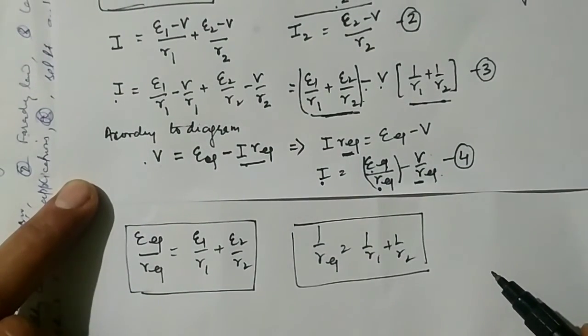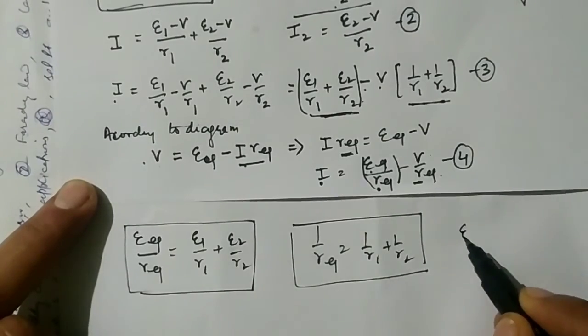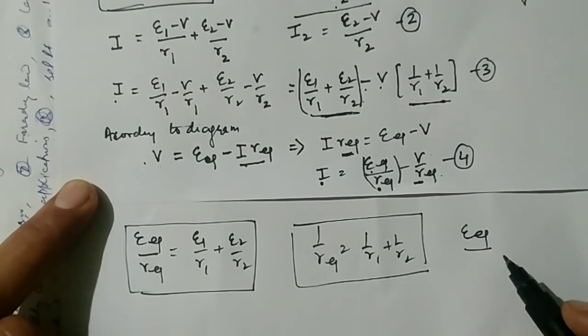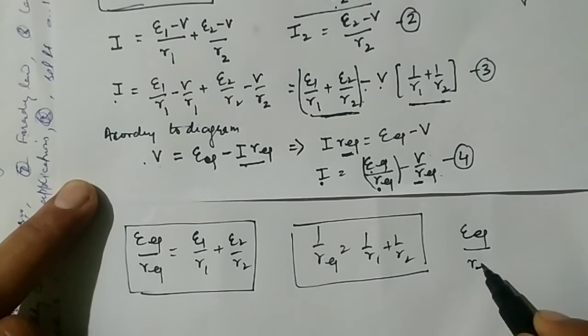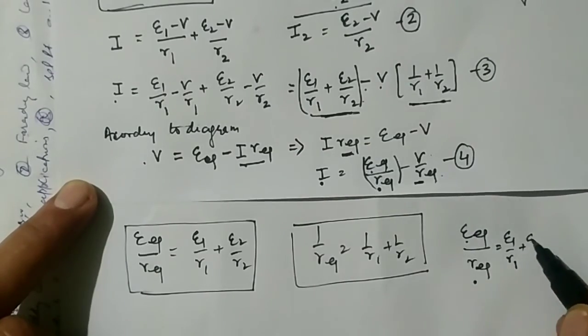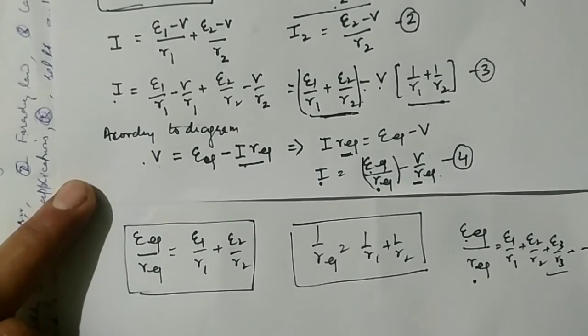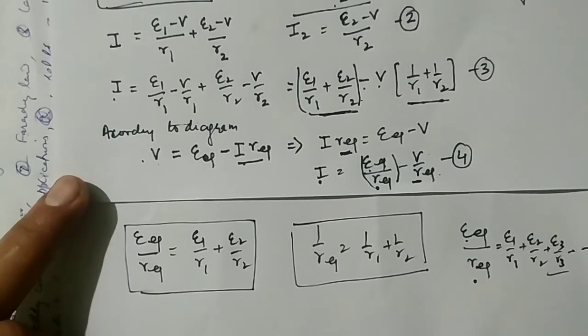For a large number of cells in parallel combination, the equivalent EMF can be calculated as E equivalent divided by R equivalent is equal to E1 divided by R1, plus E2 divided by R2, plus E3 divided by R3, and so on. And the equivalent resistance is the same as we calculated for resistances in parallel combination. Thank you.